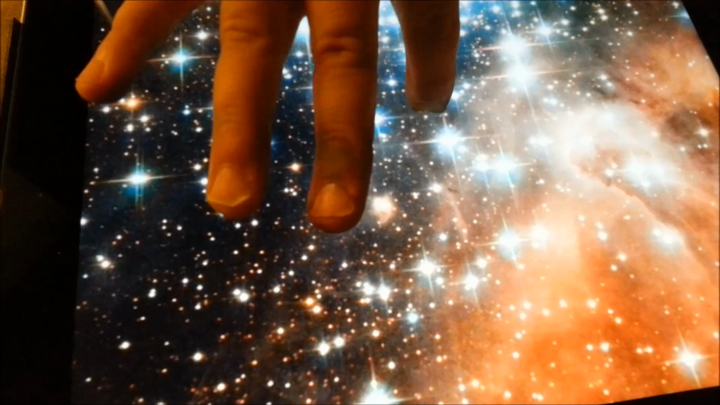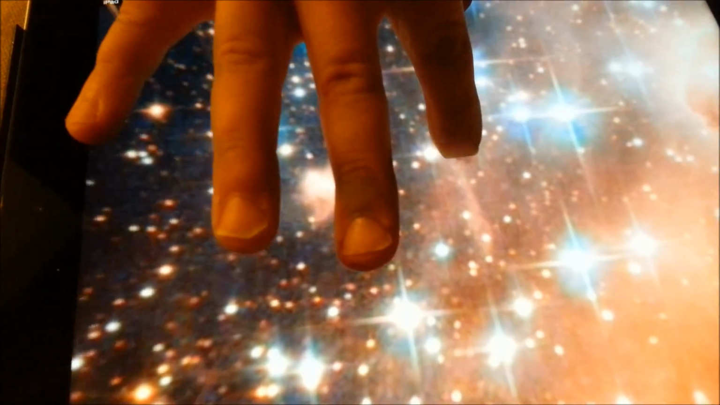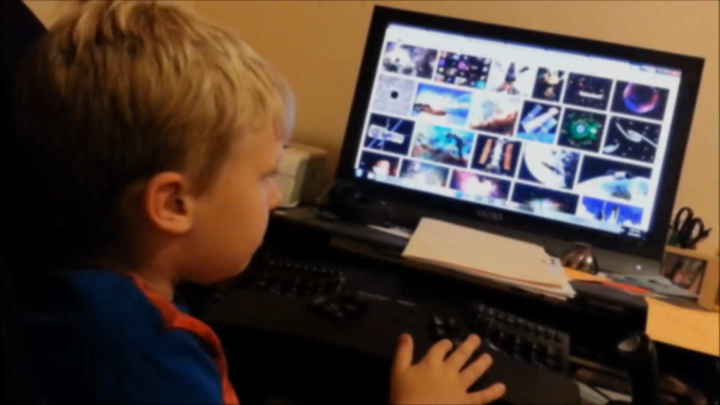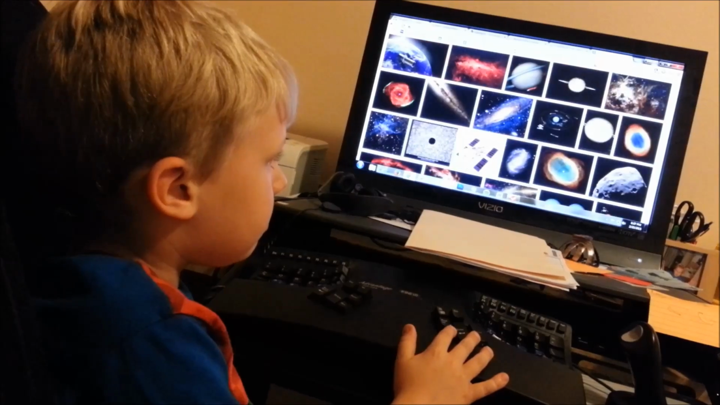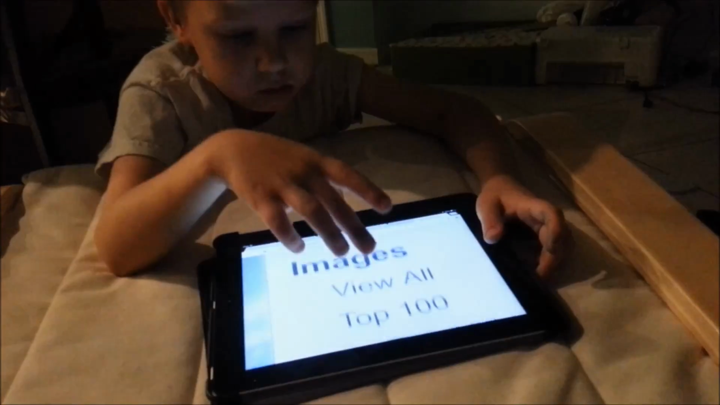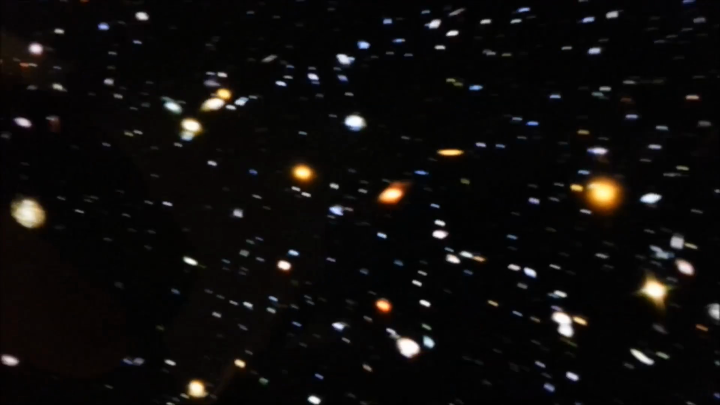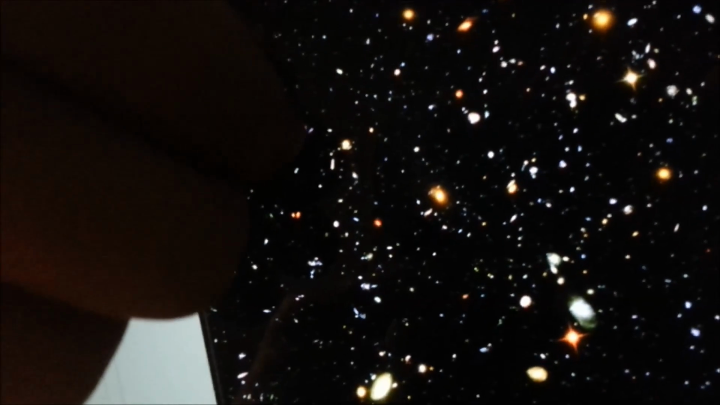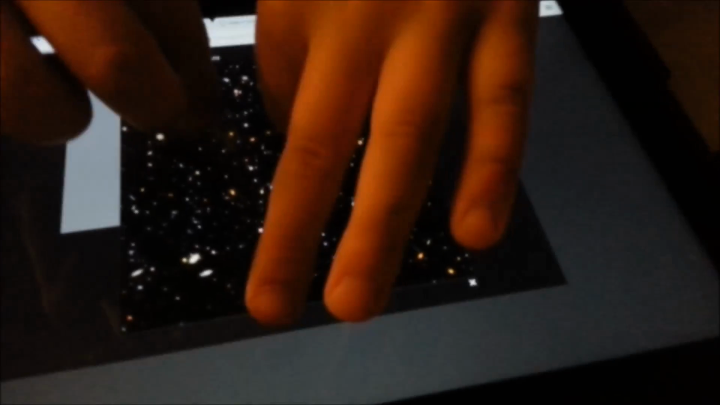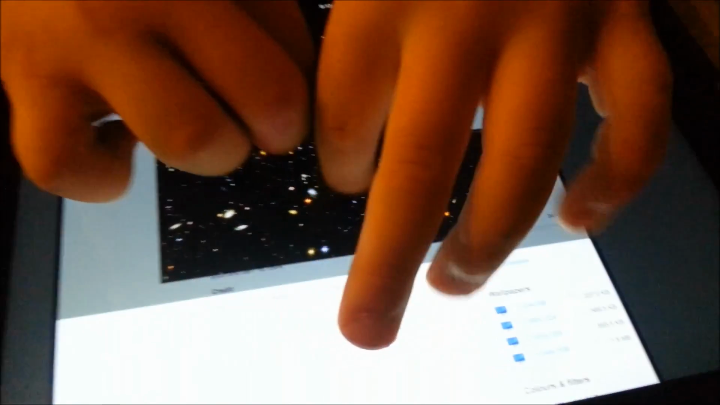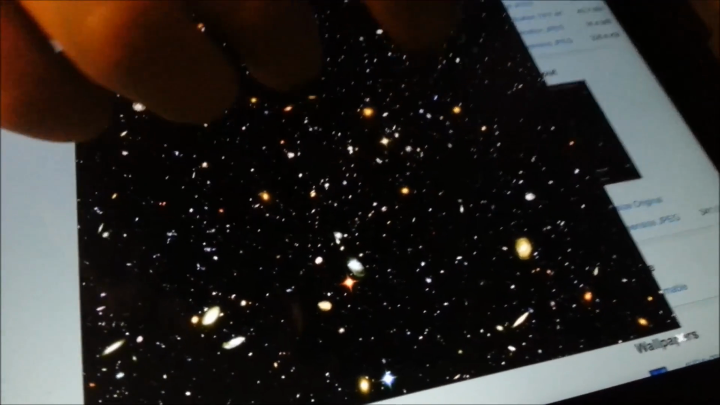People have always wanted to see deeper and deeper in space. The Hubble Space Telescope helped us on this journey. Hubble sends amazing pictures to Earth. The Hubble Deep Field is my favorite.